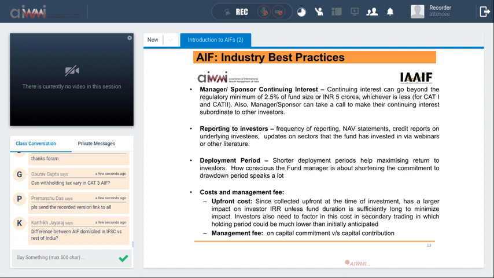You should be very careful in terms of the deployment period. AIFs are products which can have very, very long deployment periods. So a private equity fund, for example, can even take 3 years to deploy the capital that it has raised.